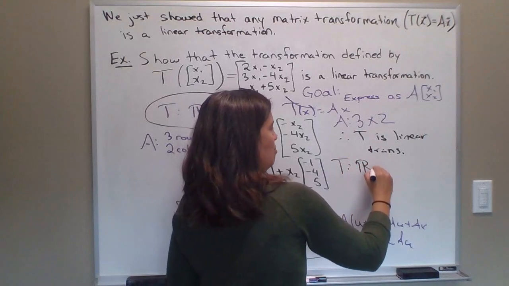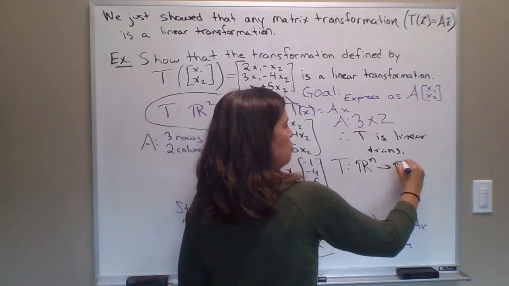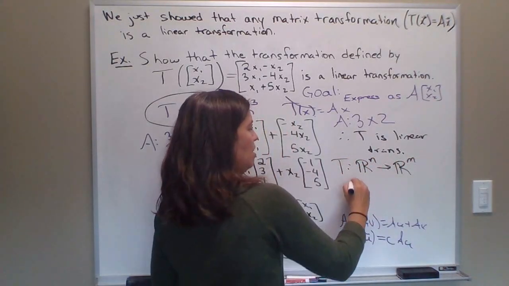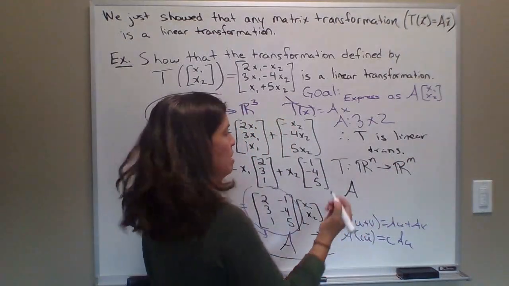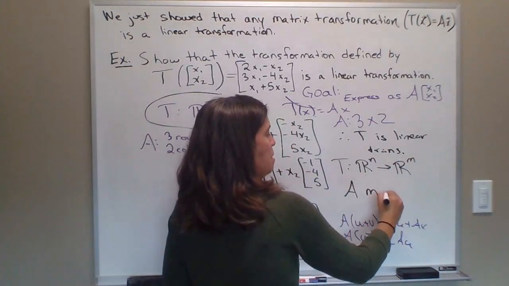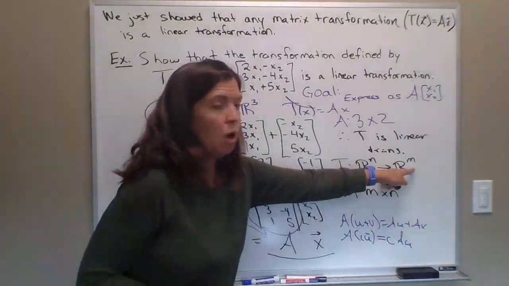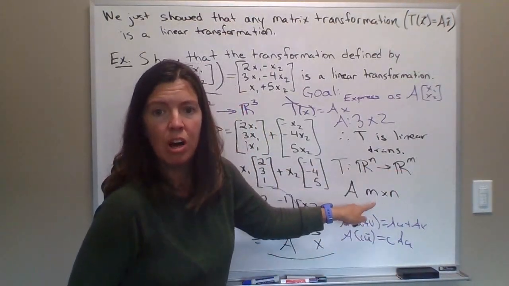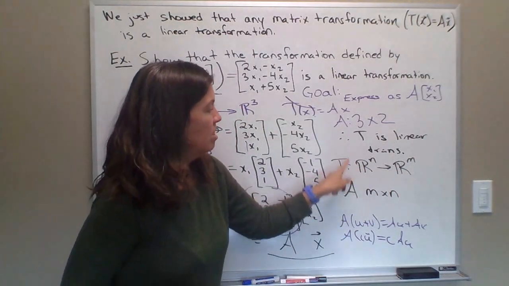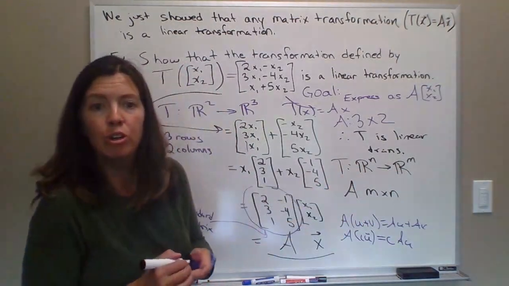If T is a transformation from Rn to Rm, I just want to generalize this real quick, then when you express it as a matrix transformation, A is going to be an m by n matrix. It's going to have m rows, because it's going to match the size of your output, and n columns. The number of columns should match the size of your input vector.